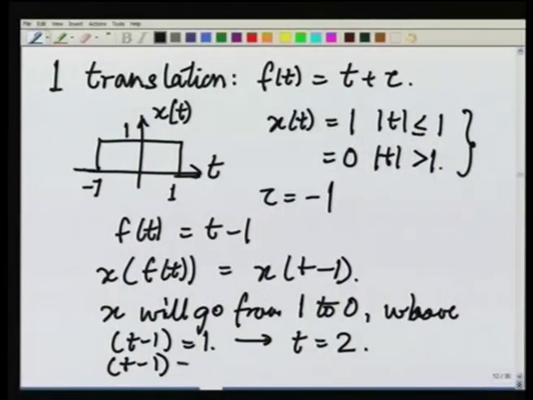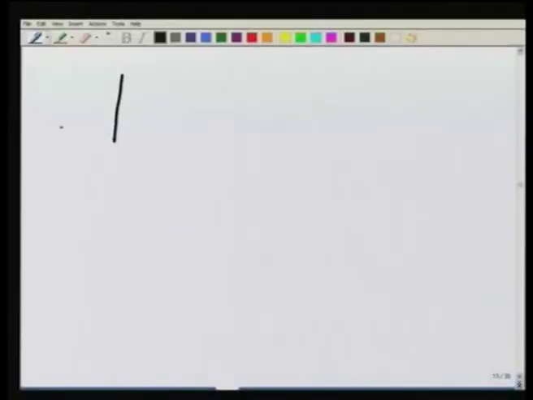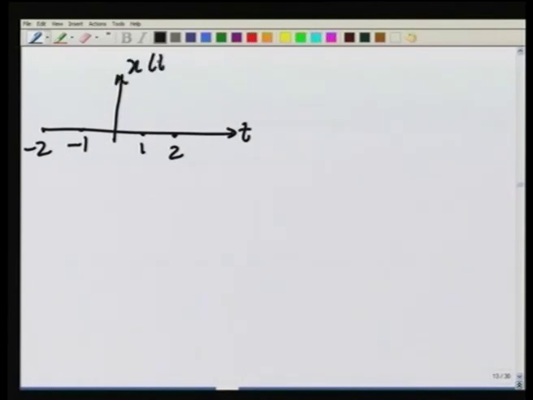Now, it will happen where t minus 1 equals minus 1, which corresponds to the point t equal to 0. So, let us sketch the transformed function x of t minus 1 in the next screen. x of t minus 1 would be 0 until the first transition.